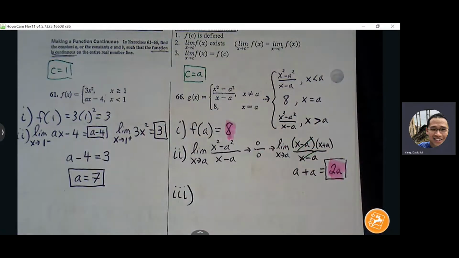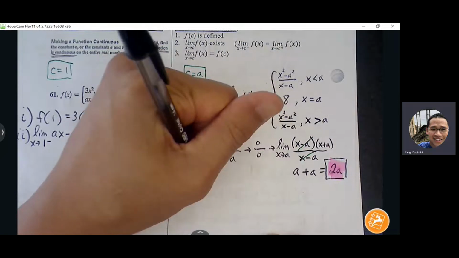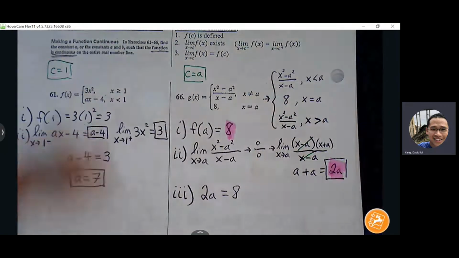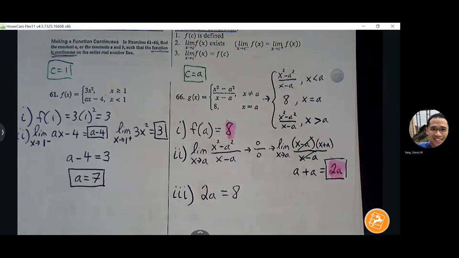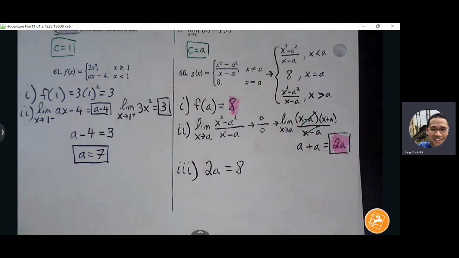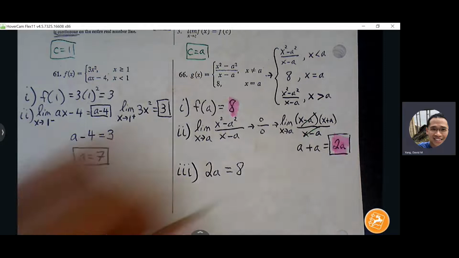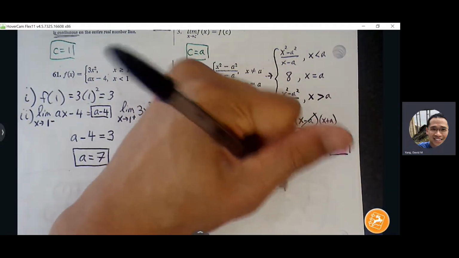I'm trying to force continuity, so if I want to force continuity, what must happen? It has to be equal, right? 2A must be equal to 8 if I want all three conditions to pass. And we have an equation that we can solve simply by following our conditions. A equals what? 4. There we go. That's our A value.